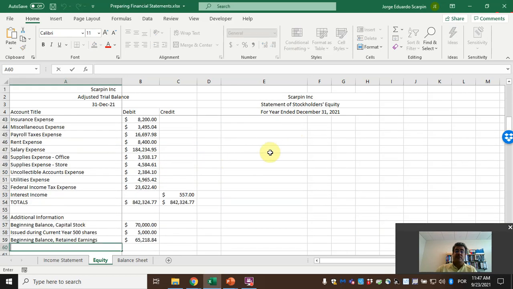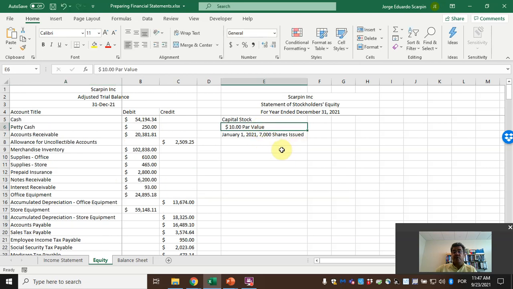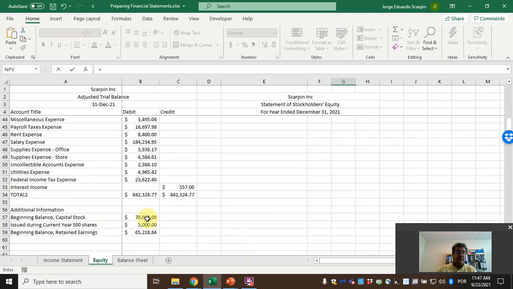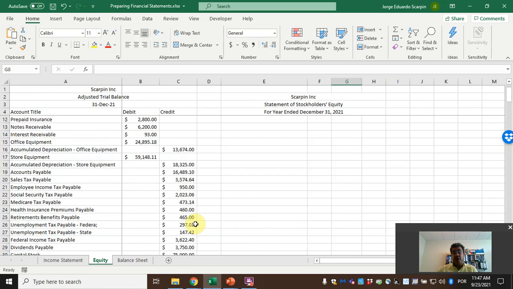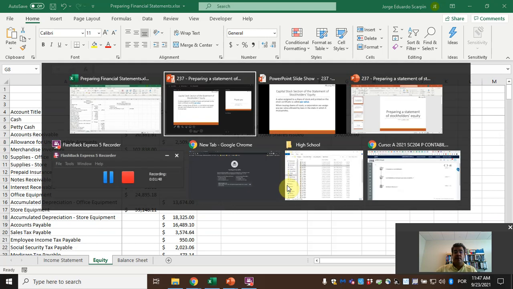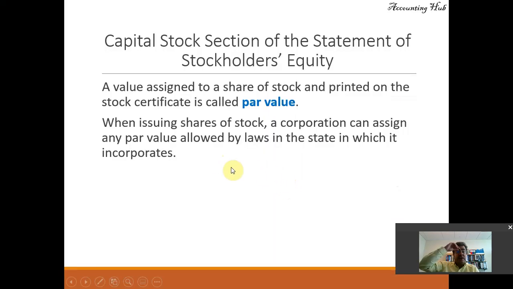So here, let's assume that our company has $10 par value. So January 1st, we have 7,000 shares issued. And here on the additional information, 7,000 times $10, that is our par value, $70,000. Okay? And then, when issuing shares of stock, a corporation can assign any par value allowed by law. Usually it is 1, 10, 100, 1,000. Based on 10, it is easier in the state in which it incorporates. So what do we do?